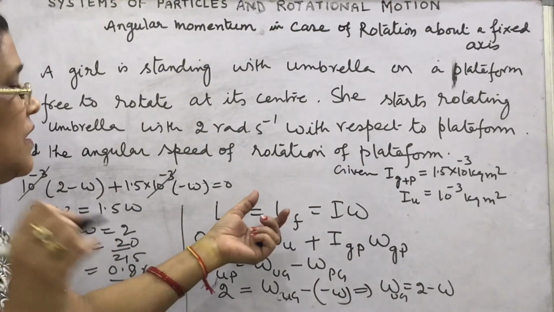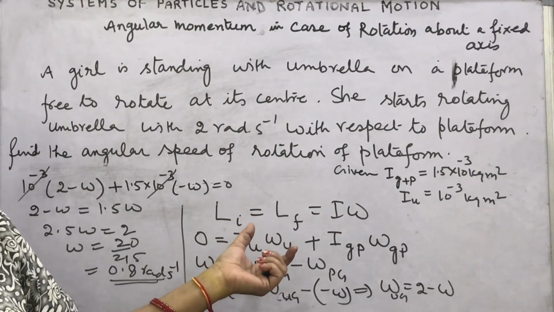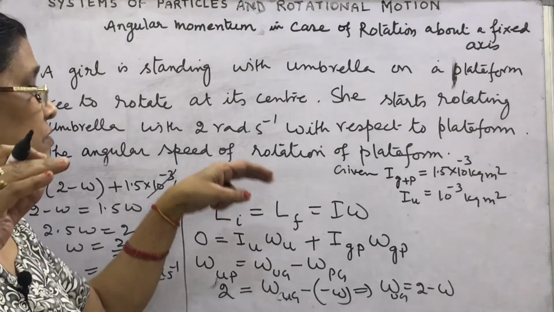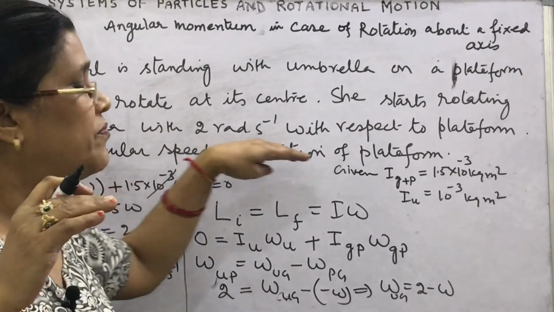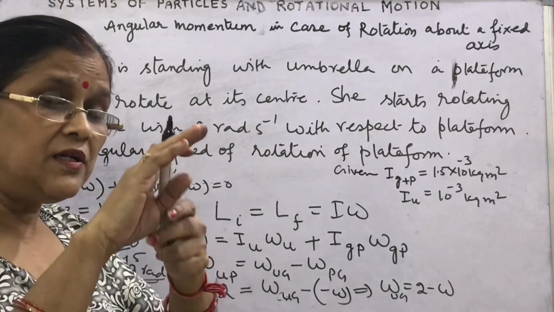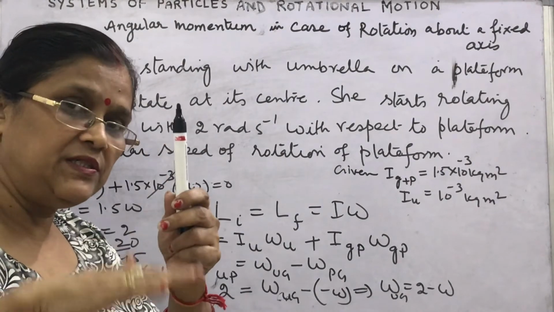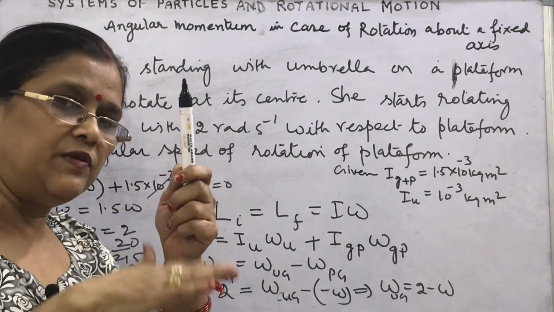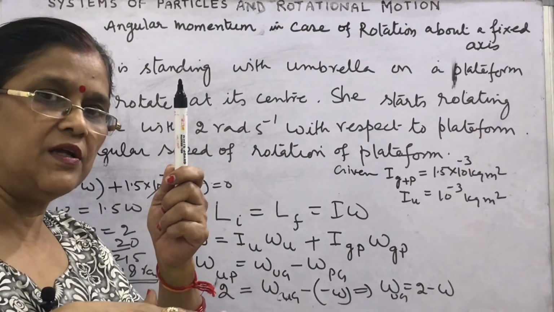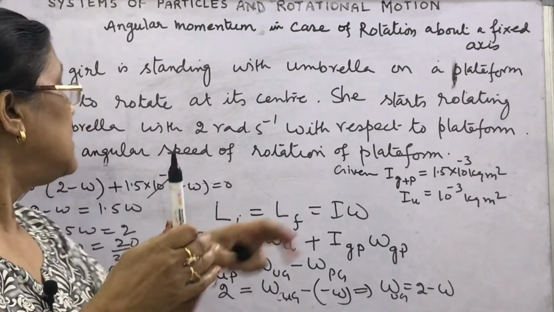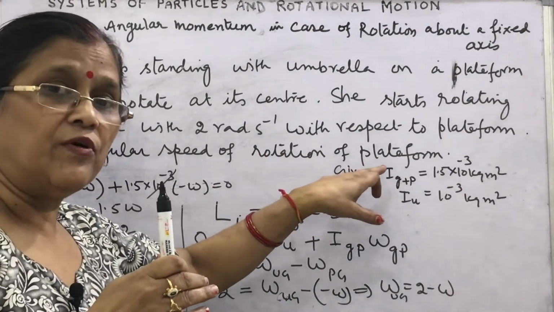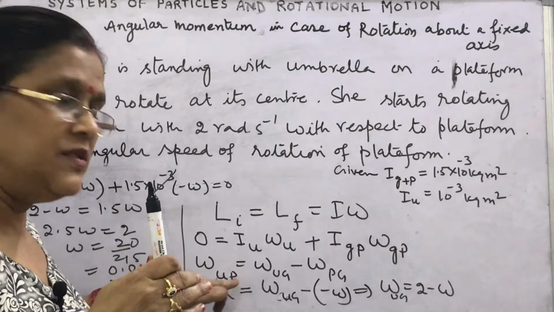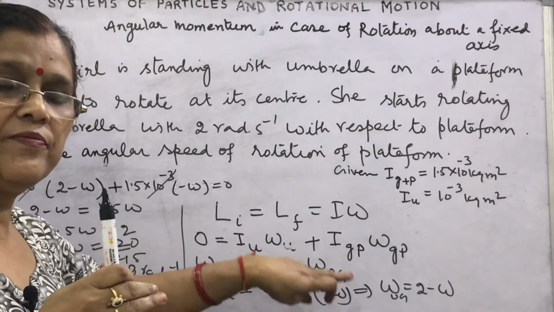The main thing here, the conservation of angular momentum was the point, but besides that, you should pay attention to with what respect you have to find the speed. The girl is rotating the umbrella, but she is standing at the platform. So the speed of rotation of the umbrella with respect to the platform you have to consider. But what is asked? Speed of rotation of the platform with respect to what? Ground. That's why this step is very important.